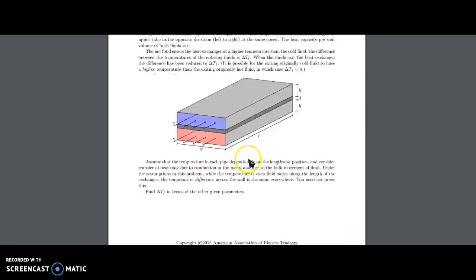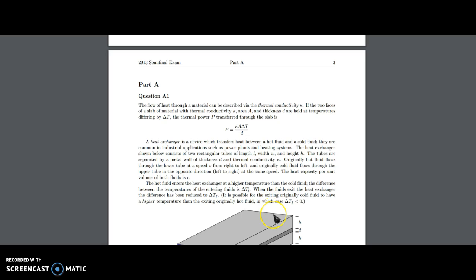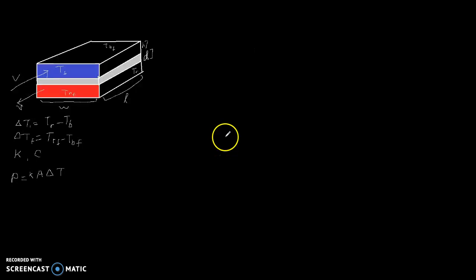And I believe, yes, they say that the temperature difference across the wall is the same everywhere, and that we don't need to prove that. So that's something to keep in mind. And the power here, the delta T they use, is the difference of the two faces. So let's let the difference of the two faces be called delta TW. And that's all over distance.